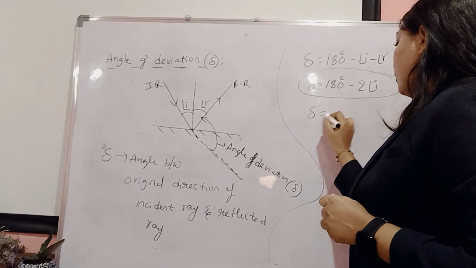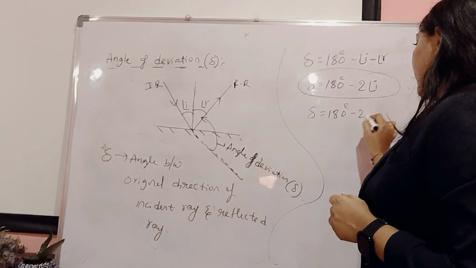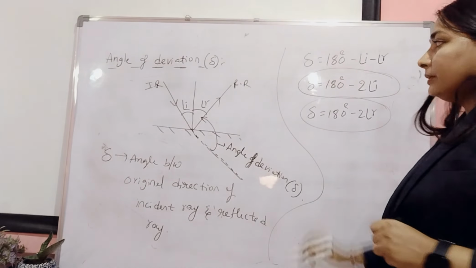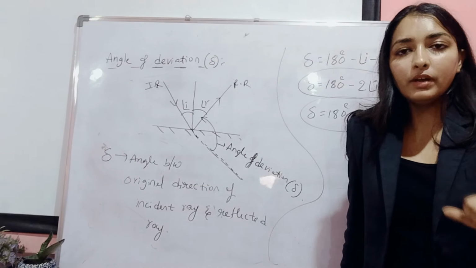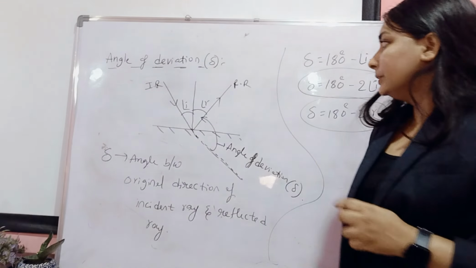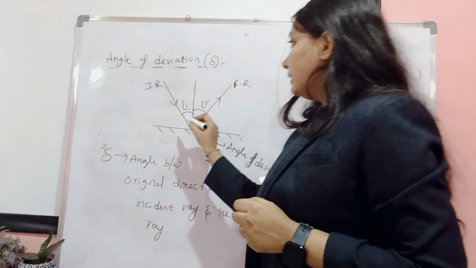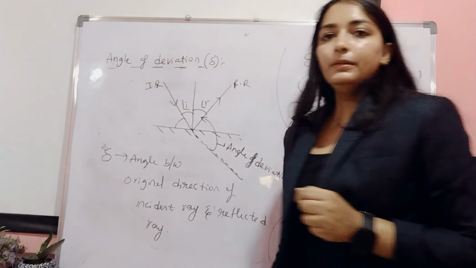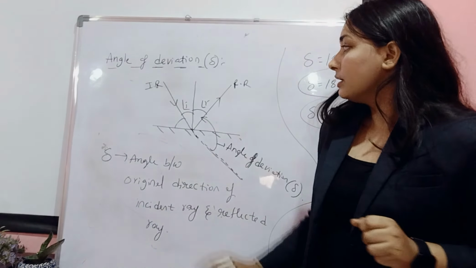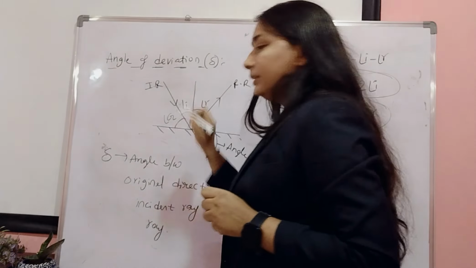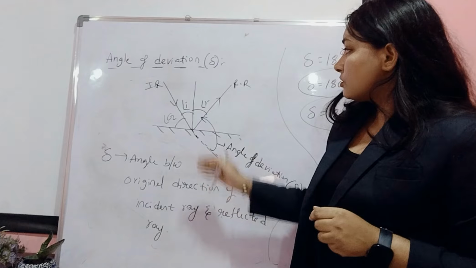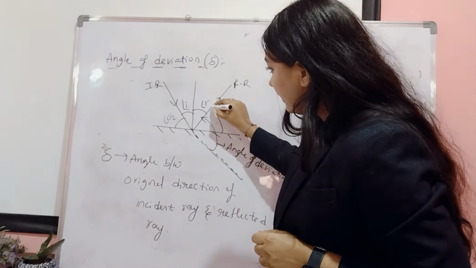So in terms of angle R, 2 times angle R. Is it clear? So delta is equal to 180 minus 2I or 180 minus 2R. Is it clear? Now, glancing angle. What is meant by glancing angle? The angle made by the surface with the incident ray is called glancing angle. Is it clear? So this is also a glancing angle, right?